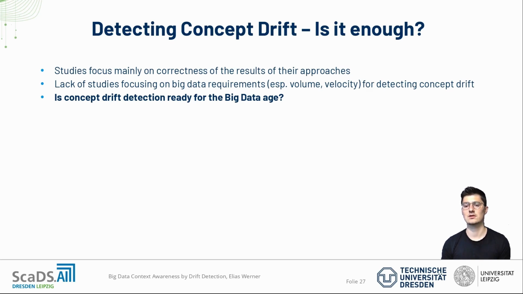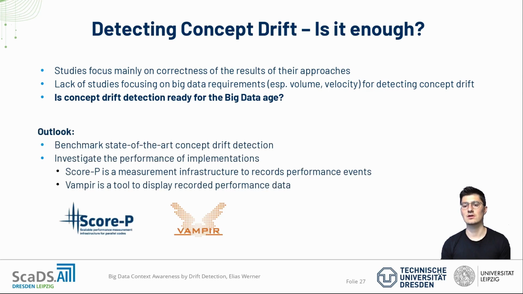To assess it, we are currently about to benchmark, so to measure the state-of-the-art concept drift detection methods from a performance point of view, and we focus especially on the unsupervised case. Moreover, we plan to investigate the performance of the implementations. For such investigations, the performance analysis community supports us with tools like Score-P, a measurement infrastructure to record performance events, and the tool Vampir, a tool for visualization and to display recorded performance data. If you are interested in that topic, feel free to watch our Living Lab lecture series about big data performance analysis.